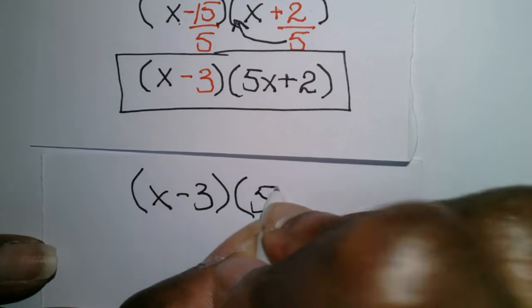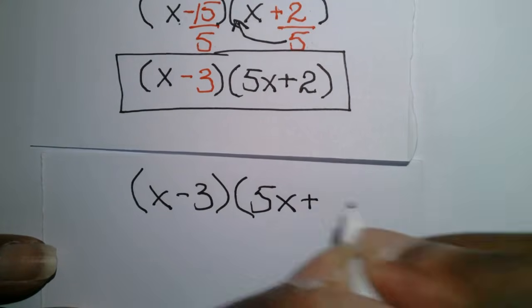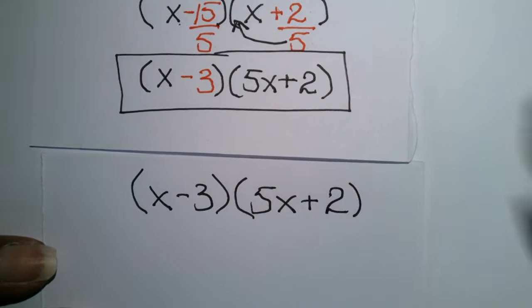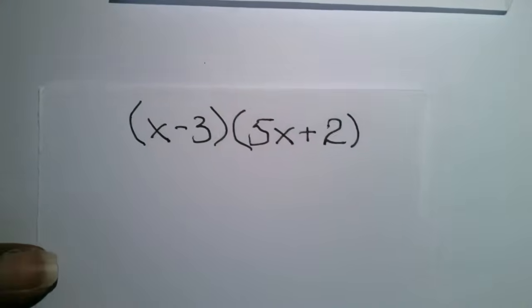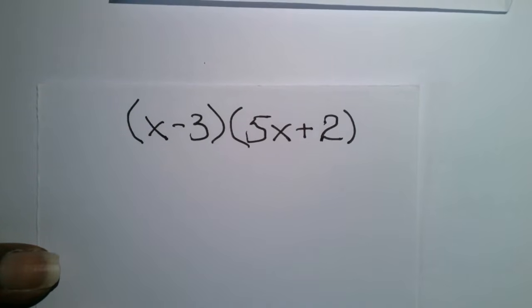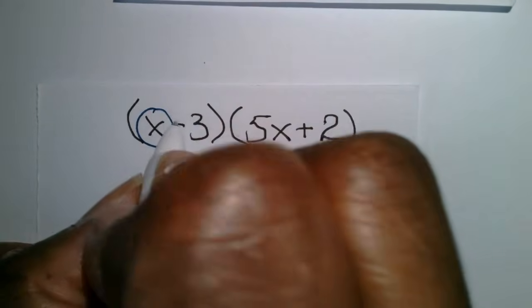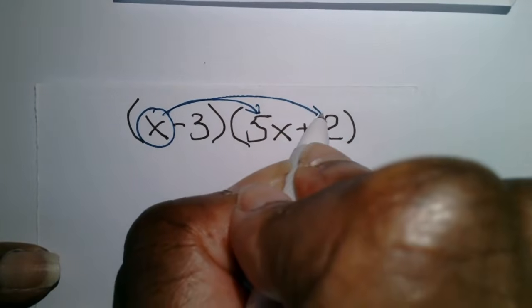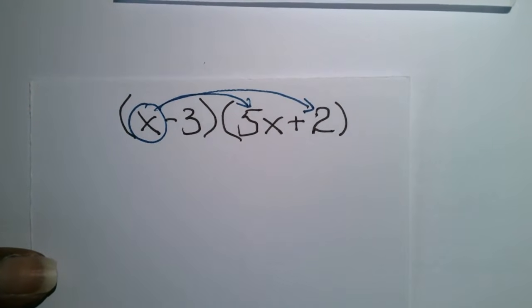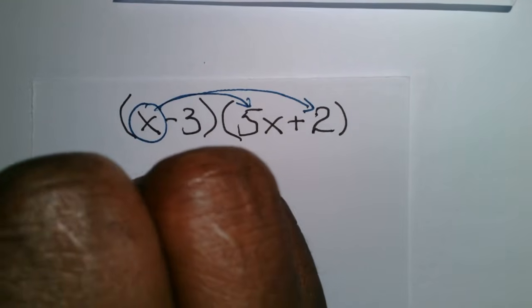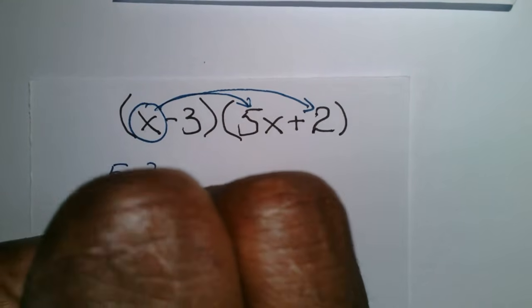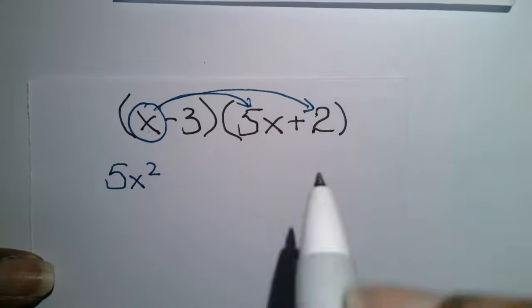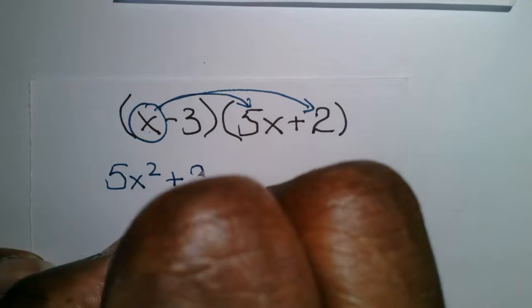Because you're going to need to know how to divide two binomials. All you're doing is taking the first term, which is my x, and multiplying it to everything in the second parenthesis. That's the first step. So x times 5x gives us 5x squared.